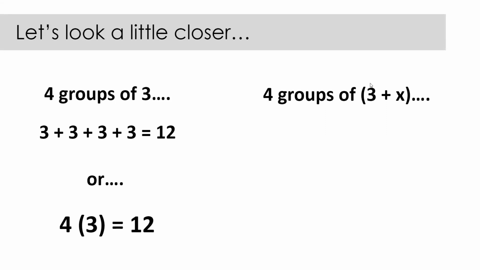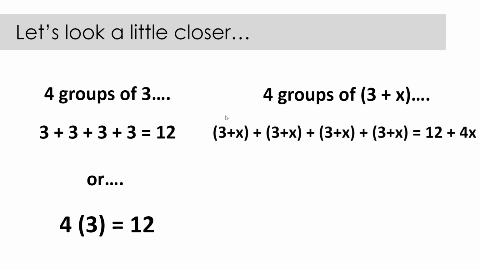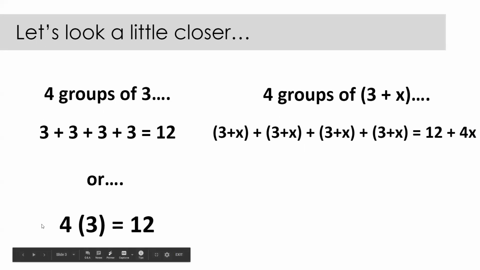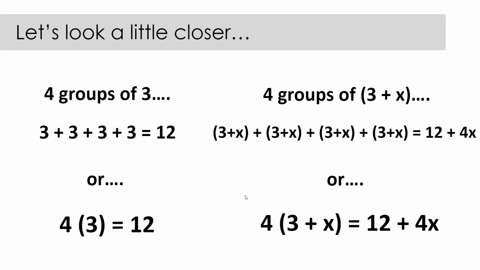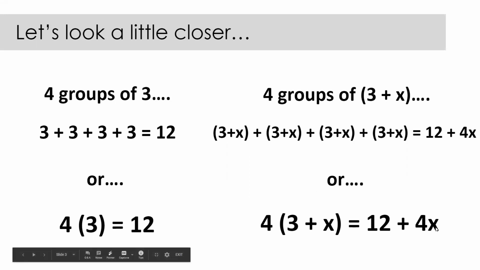So we have 4 groups of 3 plus x. 4 groups of 3 looked like 3 plus 3 plus 3 plus 3. So this is going to look like 3 plus x, plus 3 plus x, plus 3 plus x, plus 3 plus x. And you get 12 plus 4x because 3 plus 3 plus 3 plus 3 is 12. And then we have 4 different x's. So when you put those 4 x's together, you get 4x. If we wanted to do multiplication, we're taking 4 times the quantity of 3 plus x, which is also going to give you 12 plus 4x.